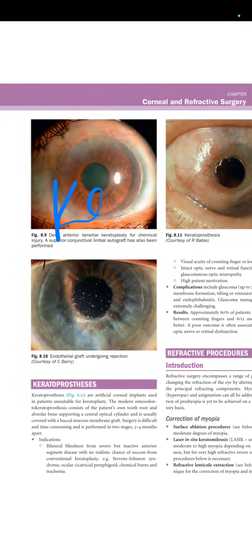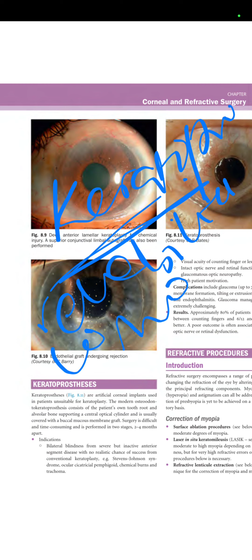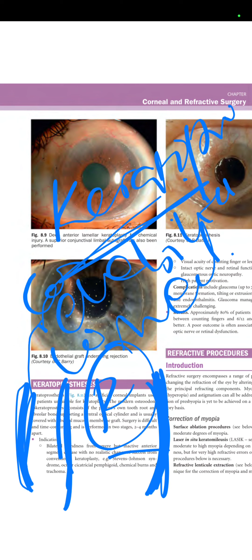Keratoprosthesis is used when the cornea cannot be rehabilitated by corneal transplant. The eye is healed and scarred, and there is useful vision in the retina, but due to the corneal opacity, the patient cannot see, and you cannot do a corneal transplant because of corneal vascularization, scarring, or multiple failed grafts. Then you can go for keratoprosthesis.